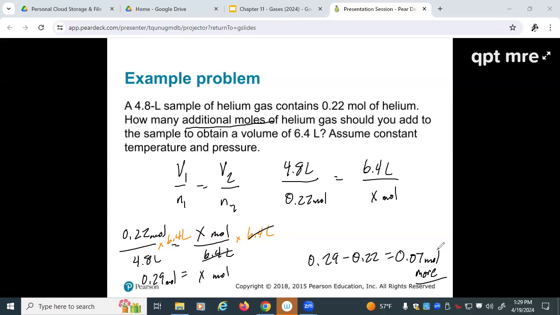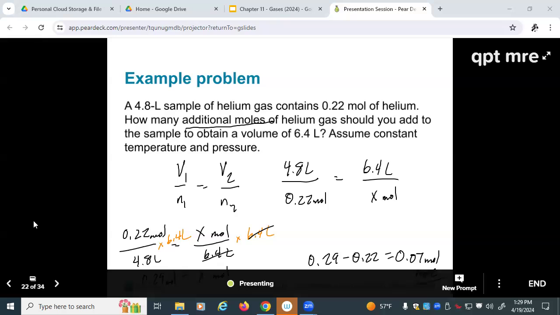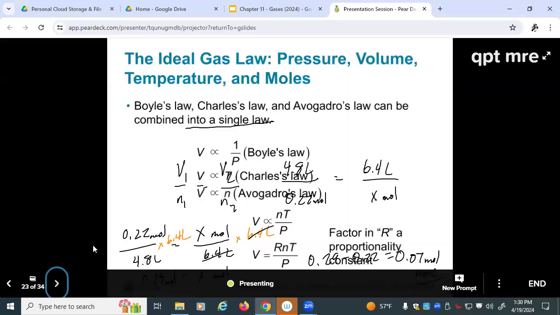So the thing is, algebraically speaking, if you have a variable in the denominator, if it's possible, flip both sides of the equation to get that variable in the numerator, and then it's a lot easier to solve algebraically. All right, questions with this example? Okay.